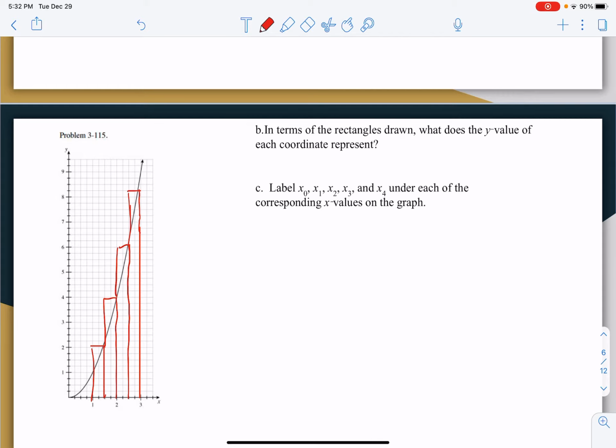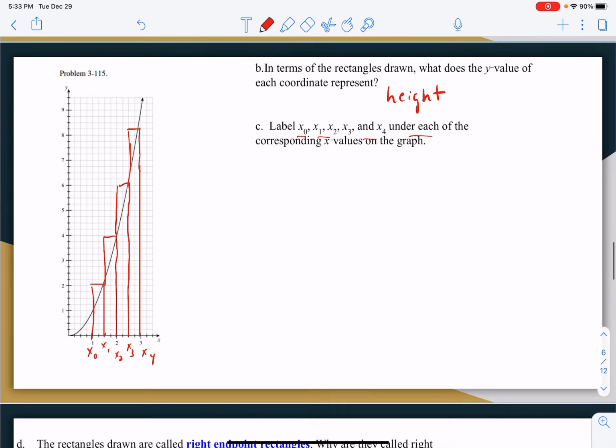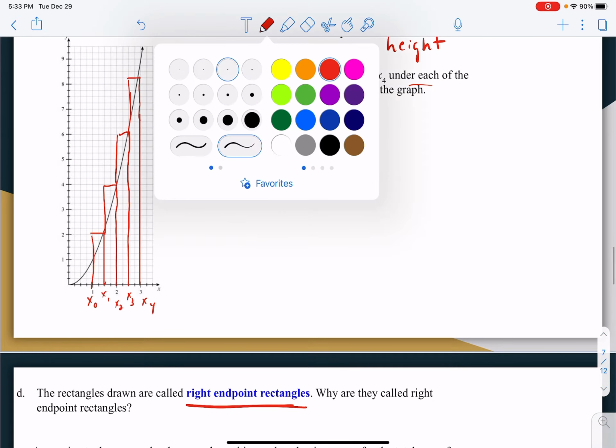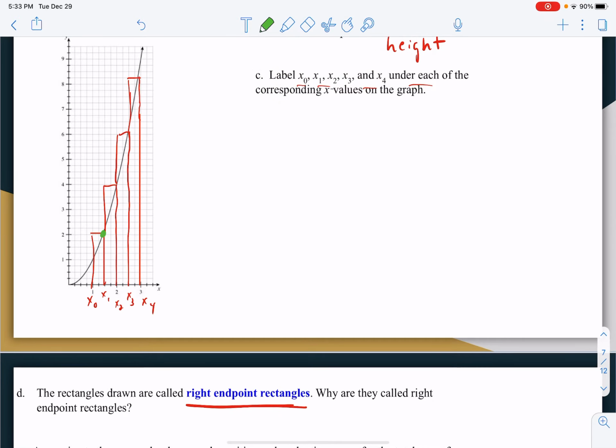So again, in each rectangle, the y represents the height of the rectangle. And this time, if I start to label my values, I have x sub 0, x sub 1, x sub 2, x sub 3, and x sub 4. But now these are called right endpoint rectangles because in each rectangle, the right endpoint of the rectangle is what touches the curve.